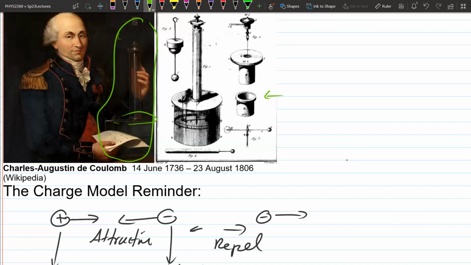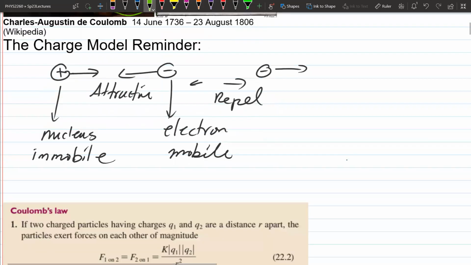And if you know how much acceleration and how much mass that object has, then you can calculate the force on it, because mass times acceleration tells you the force. And that's how he was able to come up with Coulomb's law, which I think we'll just state here.